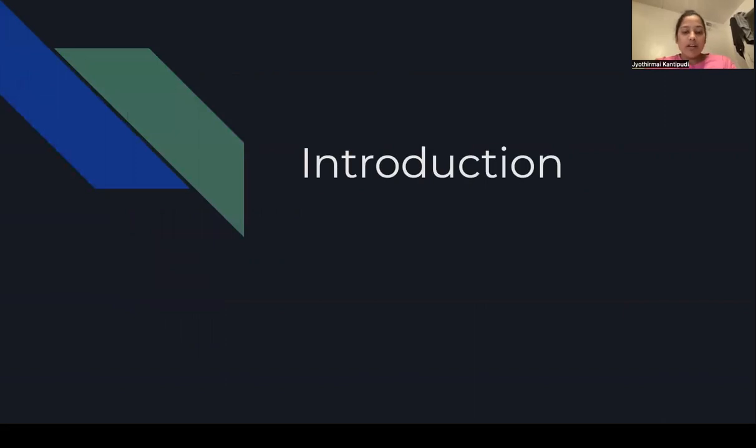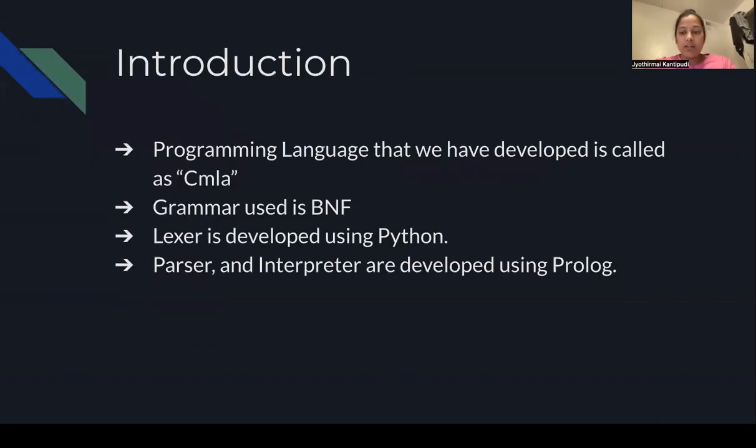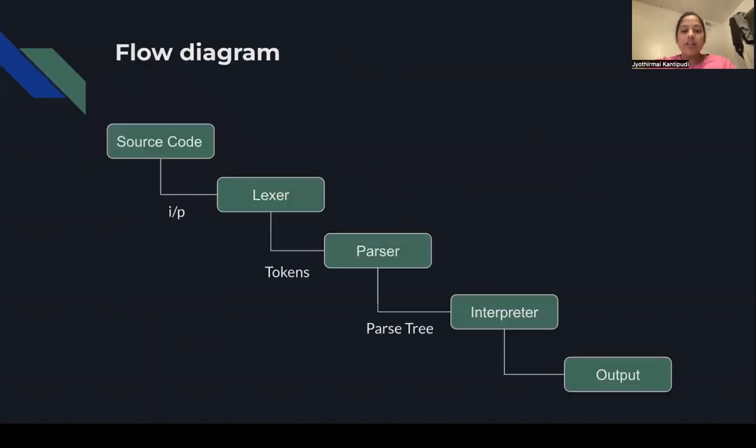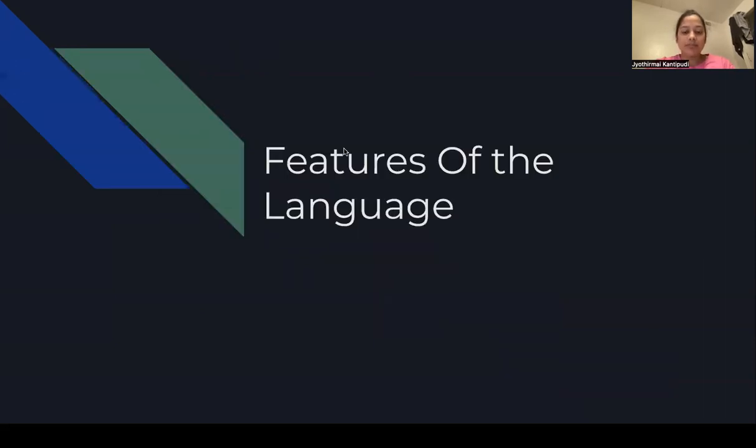To begin with, Kamla is based on BNF grammar rules, and we've utilized Python for developing the lexer and Prolog to develop the parser and interpreter, and then created a flowchart that describes the functionality of the language. The source code is first provided to the lexer, which generates the tokens, and then the parser builds a parse tree with these tokens. At this stage, an intermediate code is generated, which is then passed to the interpreter to generate the output. We will elaborate on this process at a later stage.